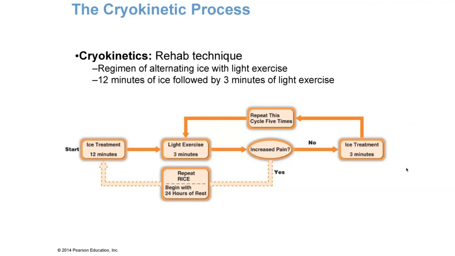If you have increase of pain, you repeat RICE, you rest for 24 hours, and then you come back the next day. If there is no increase in pain, you would ice for 3 minutes, and then you would go back to light exercise for 3 minutes. The goal is to get through 5 cycles of light exercise and ice without any increase of pain.